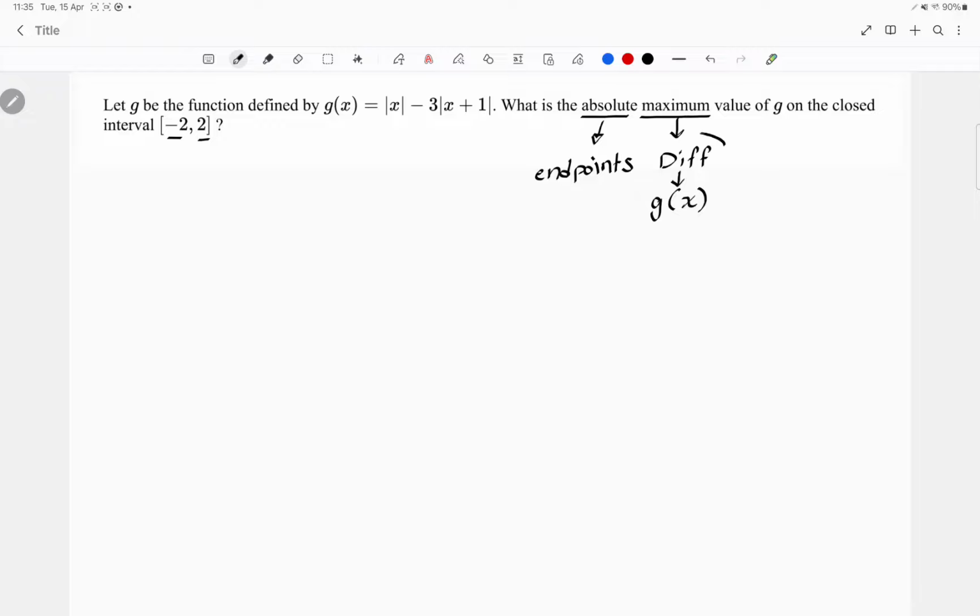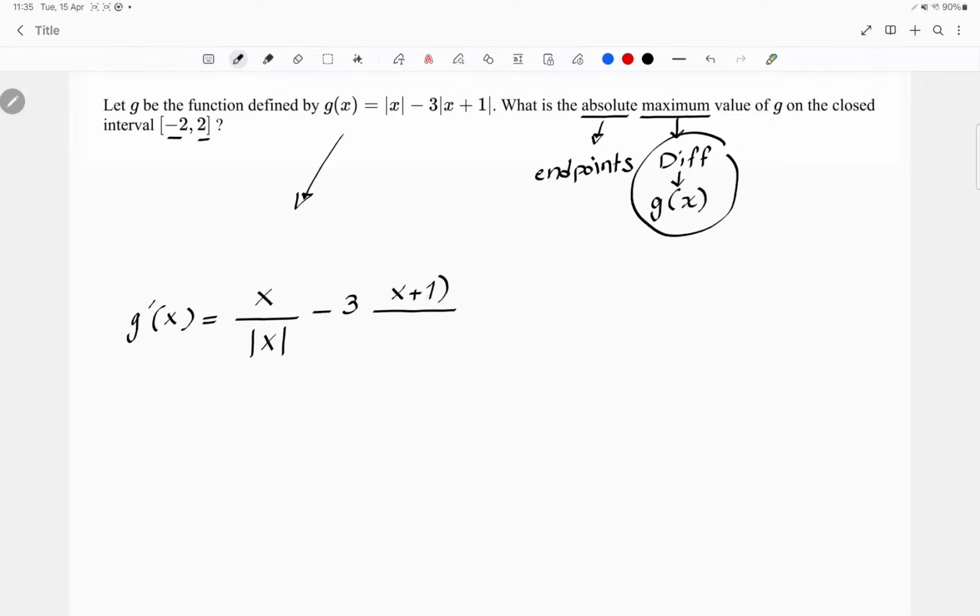Now let's start with the differentiation part to find the critical points. So how would you differentiate this equation? So look, if you have an absolute value, copy paste the equation in the numerator without the absolute value, but in your denominator put the absolute value. And again, in the numerator without the absolute value, but in the denominator put the absolute value.